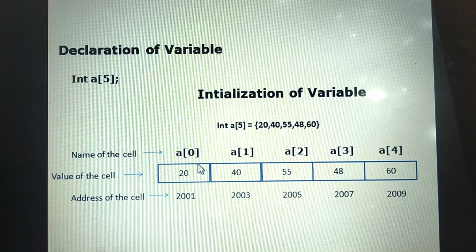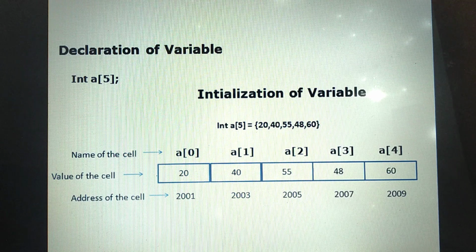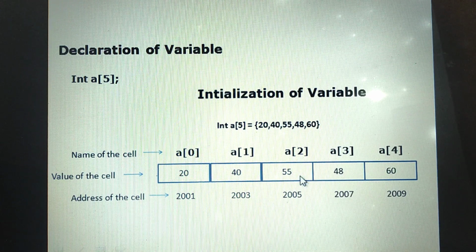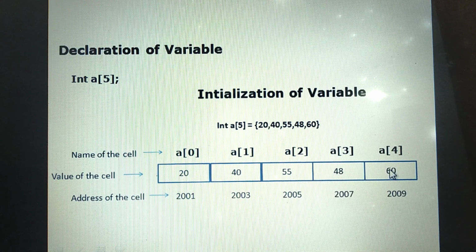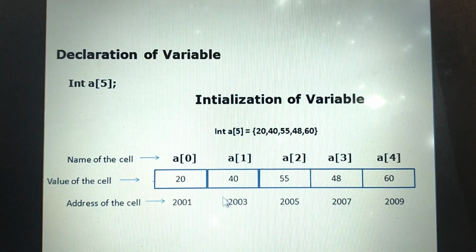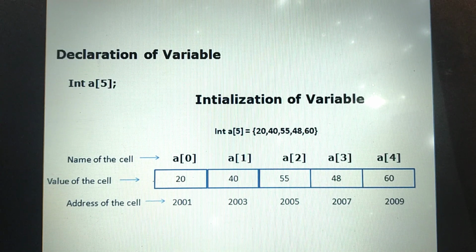The first cell is known by a[0], the second by a[1], the third by a[2], the fourth by a[3], and the fifth by a[4]. How many elements are there in the array? 5 elements, because the size of the array is 5. Elements of this array are referred to by the array name with square brackets [n], where n is the element number in the array.